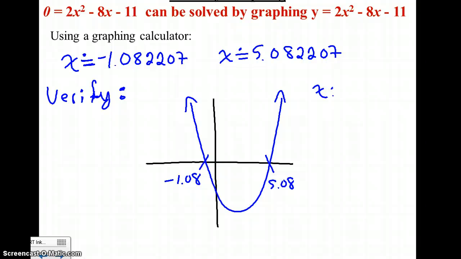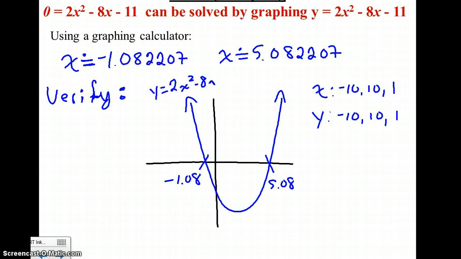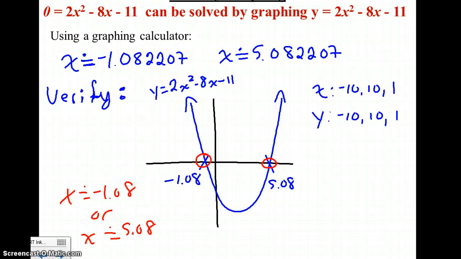The X window setting is negative 10 to 10 by a scale of 1. The Y window setting is negative 10 to 10 by a scale of 1. That's our standard viewing window. We should also label the function y equals 2x squared minus 8x minus 11. That's the function we graphed, and we found the corresponding x-intercepts as our solutions. All right, so our solution should be x equals negative 1.08 approximately, or x equals approximately 5.08. And we'll go to the decimal point that the question asks us to.